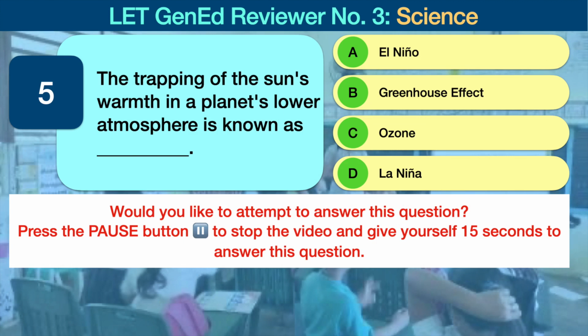Question number 5. Earth science. The trapping of the sun's warmth in a planet's lower atmosphere is known as blank. A. El Niño. B. Greenhouse effect. C. Ozone. D. La Niña.